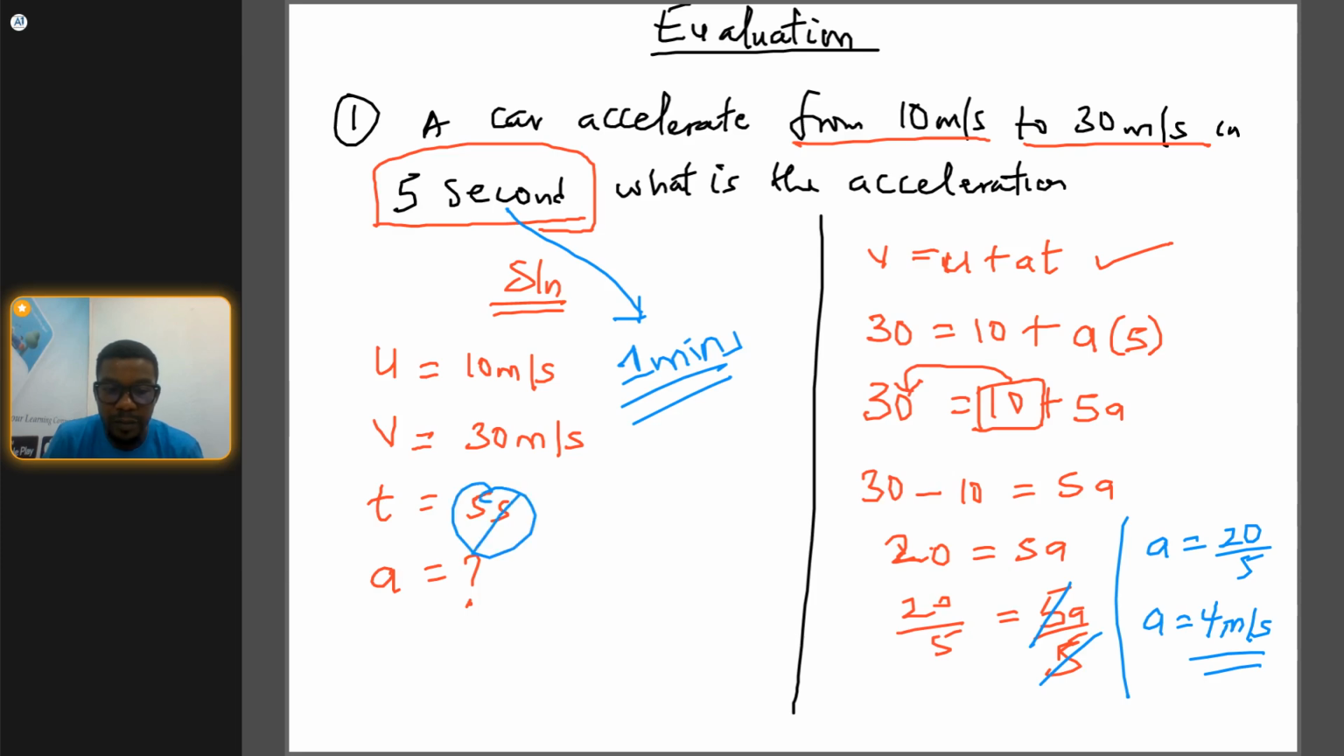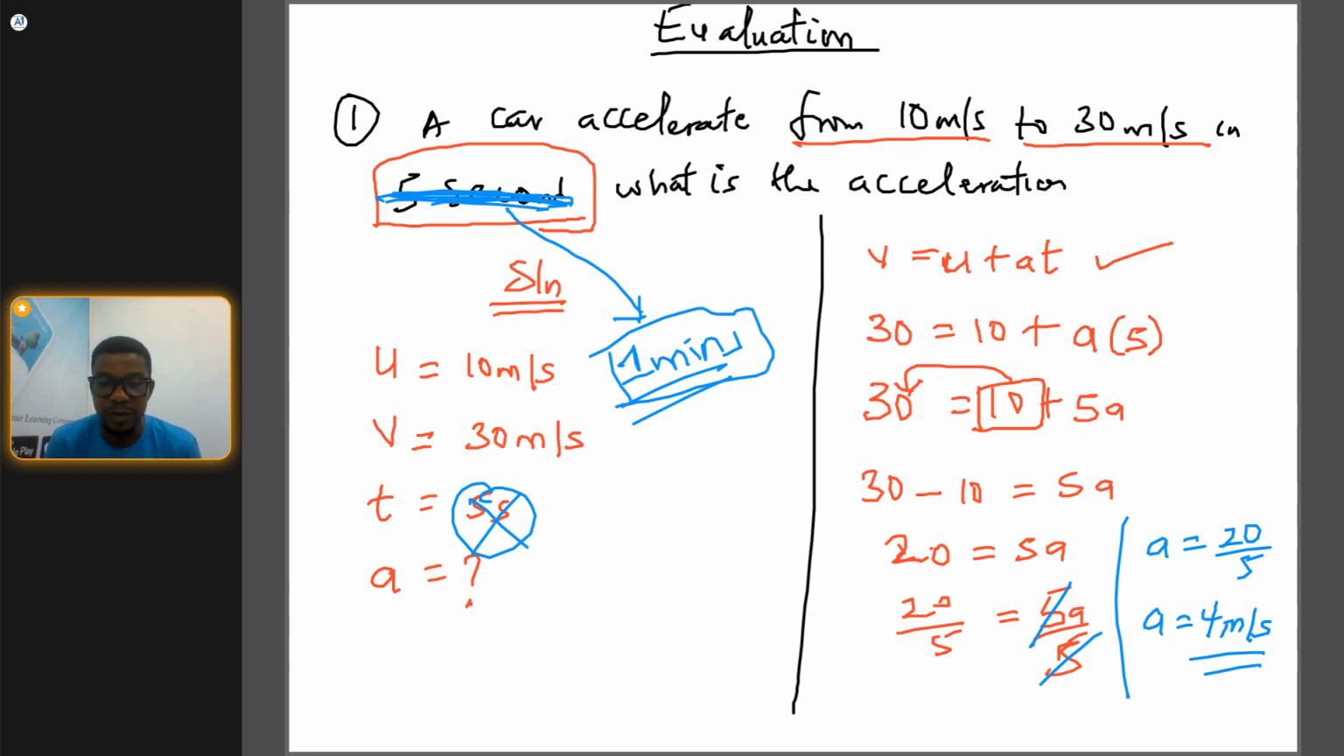What is going to be our time? Our time now is not 5 seconds again. What will be our time for this question? If the time was given as 1 minute, what will be the time for this question? I just need the time. If the question stated that the journey was done within 1 minute, so I've cancelled this out, and this was given in the question, what will be the value of time when you are solving?